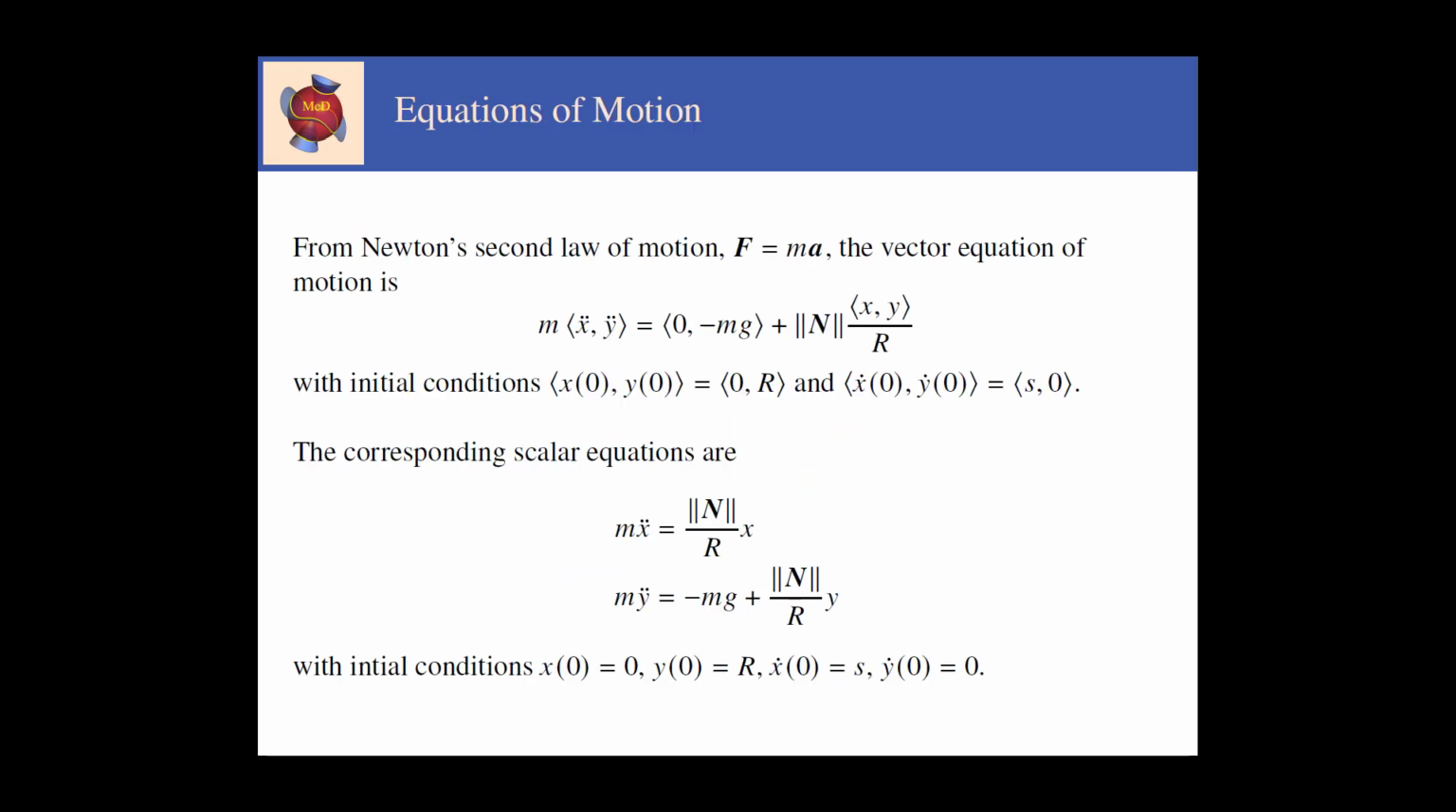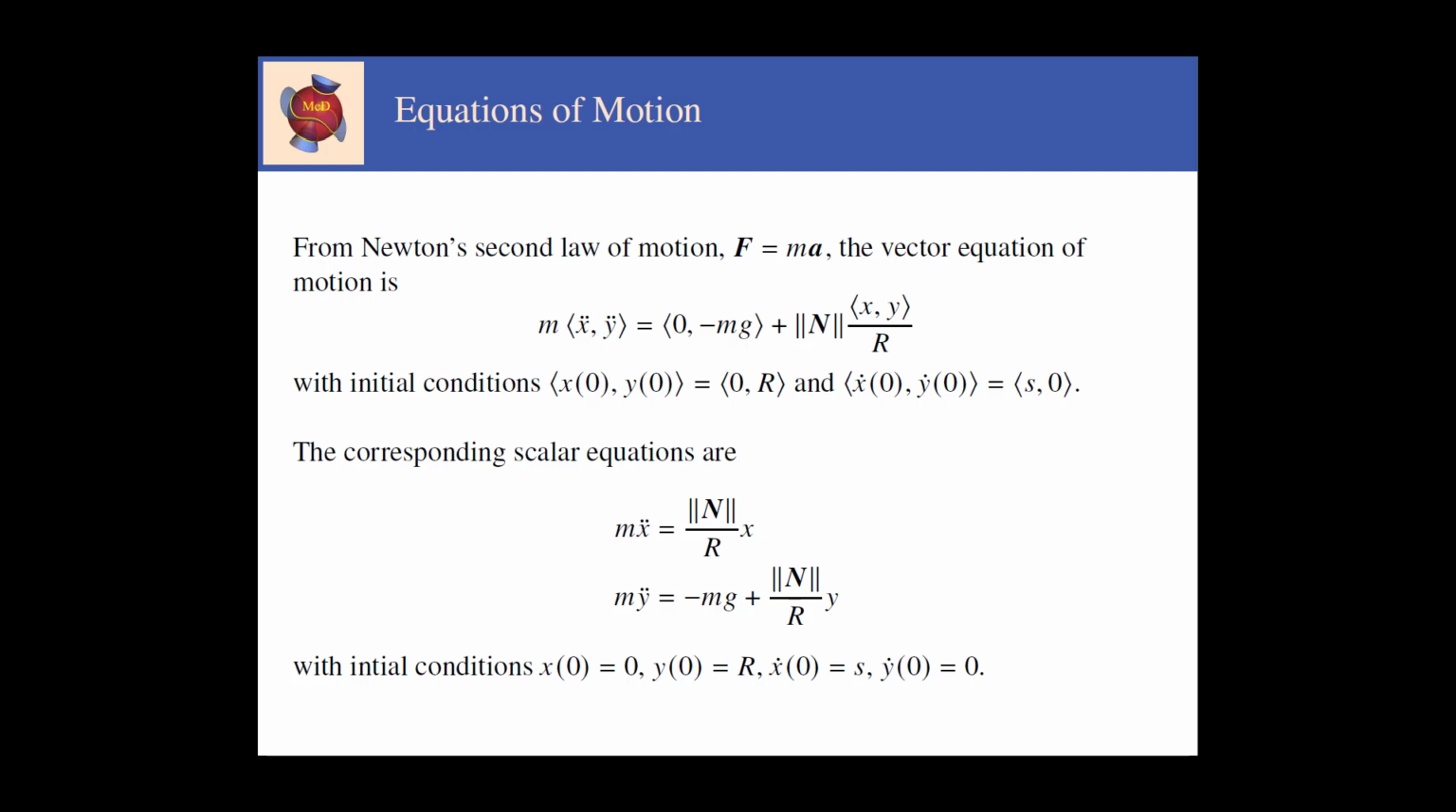If there's no friction or air resistance, then the only forces acting on the object are gravity and the reactive force. So Newton's second law gives us ma, or in this case we're writing the acceleration as (x double dot, y double dot), where dots indicate time derivatives, equal to the force of gravity, (0, minus mg) near the surface of the Earth, plus the reactive force. The initial position is (0, R), and the initial velocity is (s, 0).